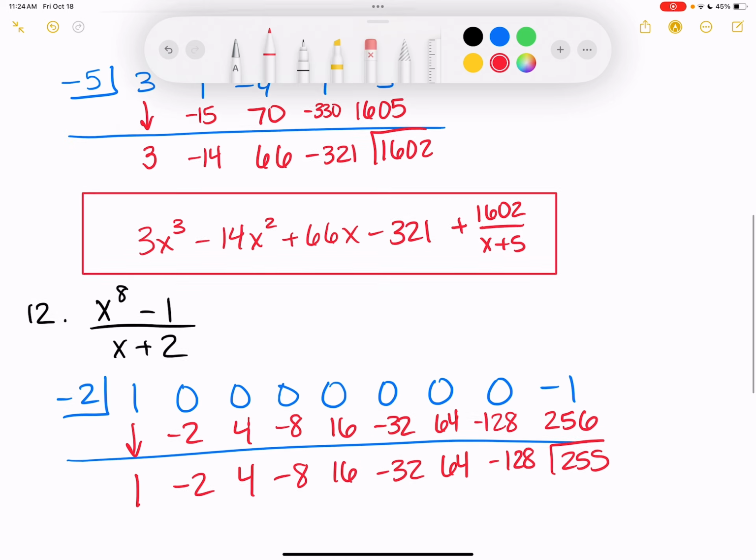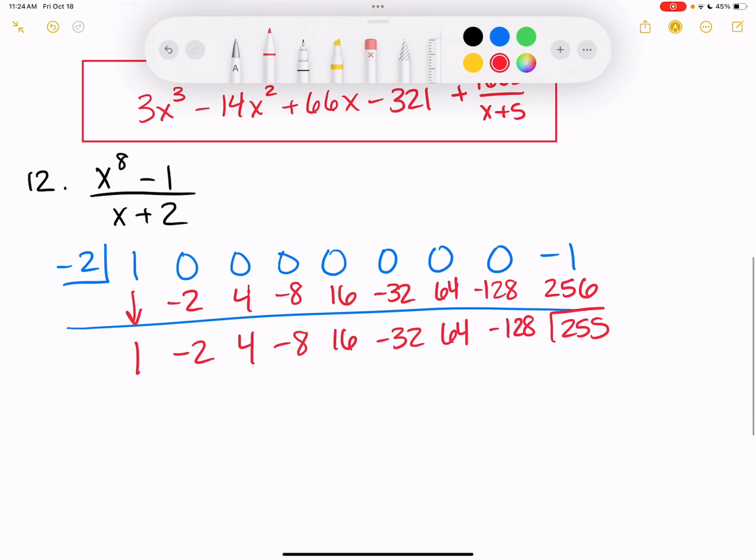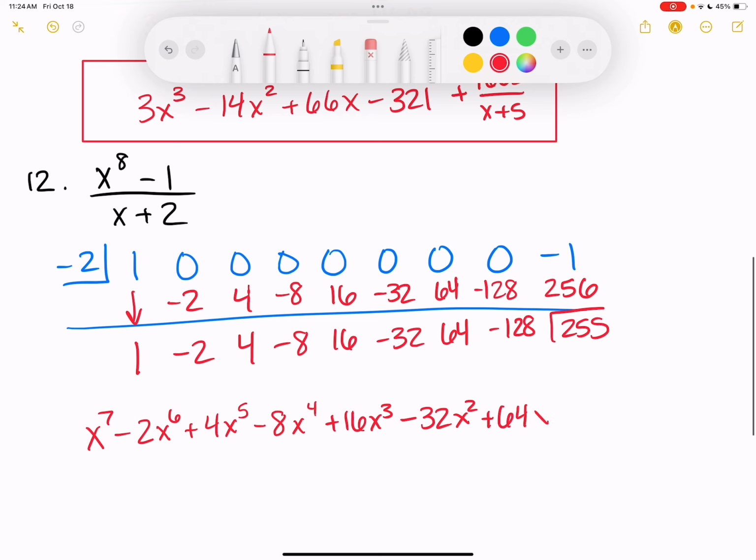And then this answer is obviously obnoxiously large, but this was x to the 8th, so this is now x to the 7th. So x to the 7th minus 2x to the 6th plus 4x to the 5th minus 8x to the 4th plus 16x cubed minus 32x squared plus 64x minus 128 plus 255 over x plus 2.